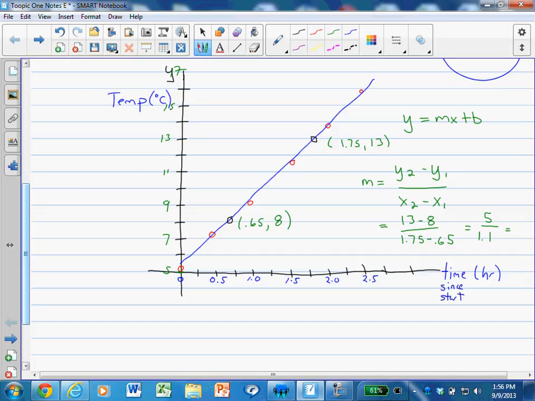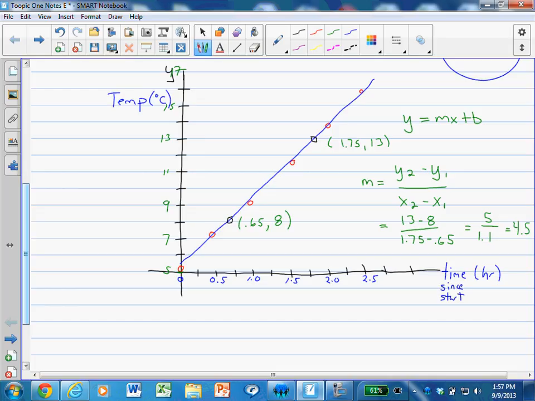What's 5 divided by 1.1? Well, it's about 5. A little less. I would say if it was 0.1, it would have worked out to 50, but that would have been a little extreme temperature change per time, wouldn't it? As long as it works. 4.5.